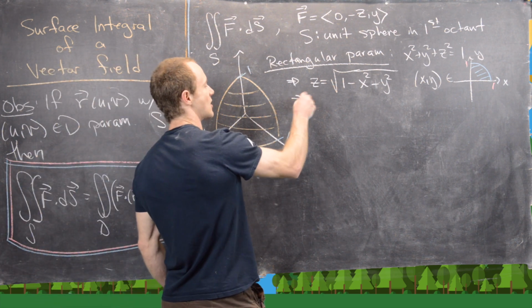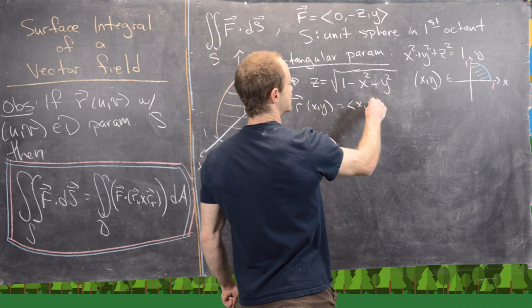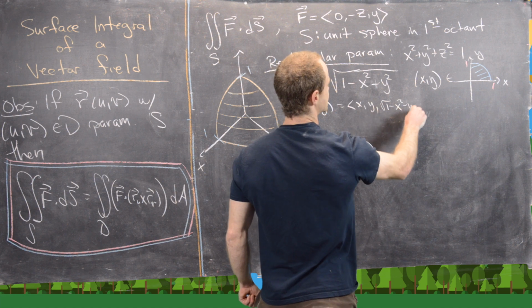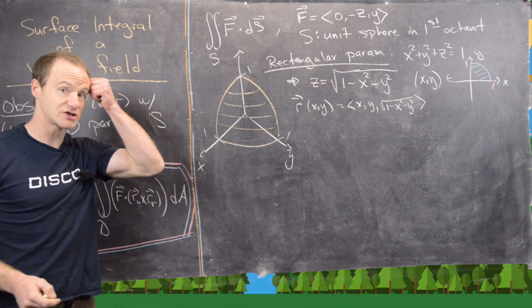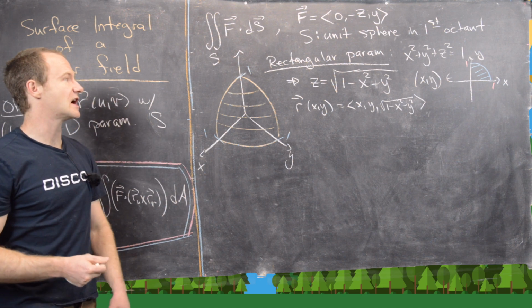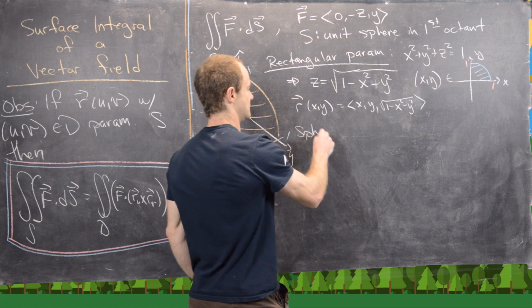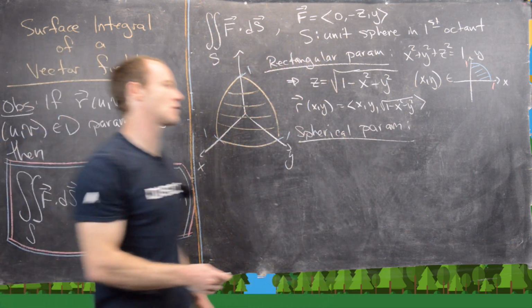Okay, so that would be one way to parameterize it rectangularly. We would just take r(x, y) to be equal to (x, y, the square root of 1 minus x squared minus y squared). And that might totally work easily enough, but I'd rather do a spherical parameterization, and that is going to take inspiration from spherical coordinates.